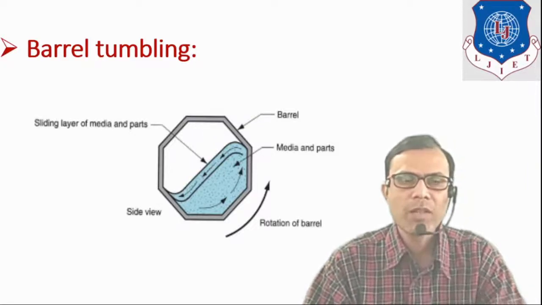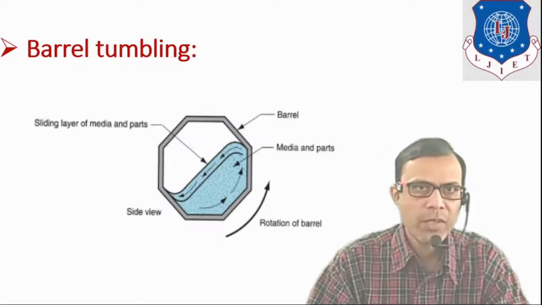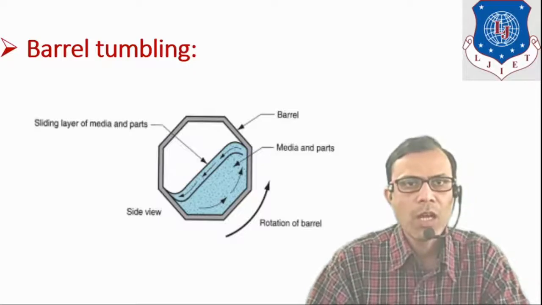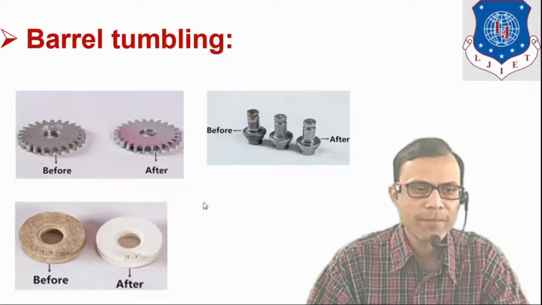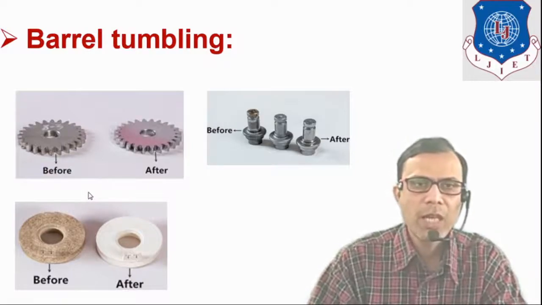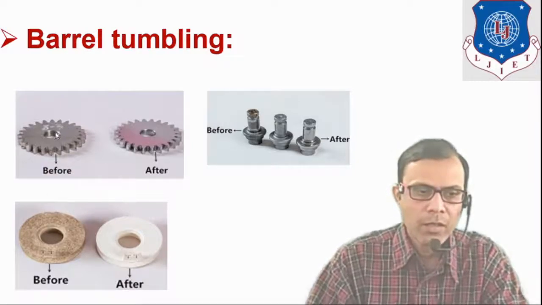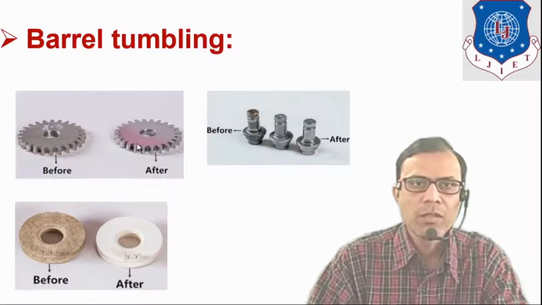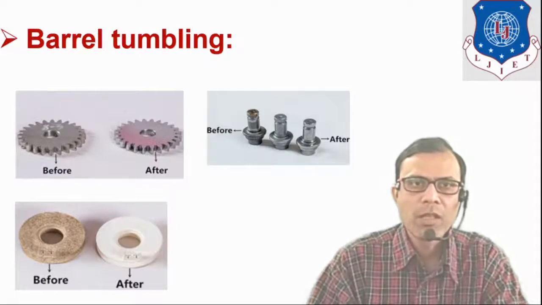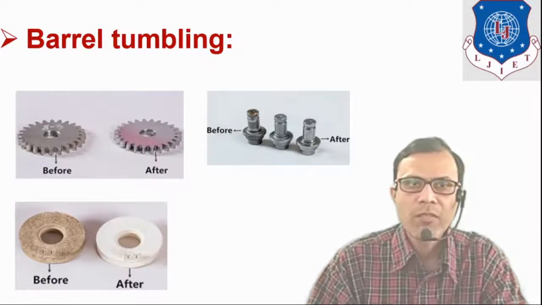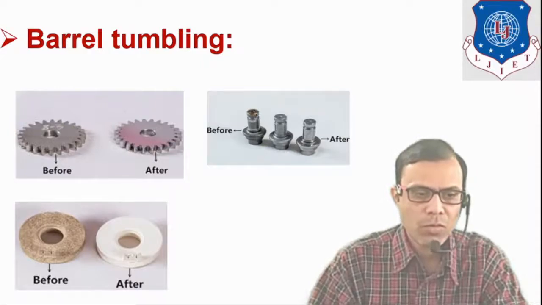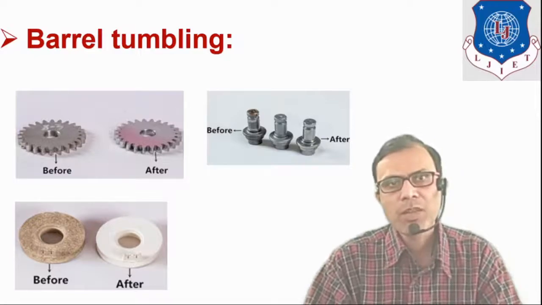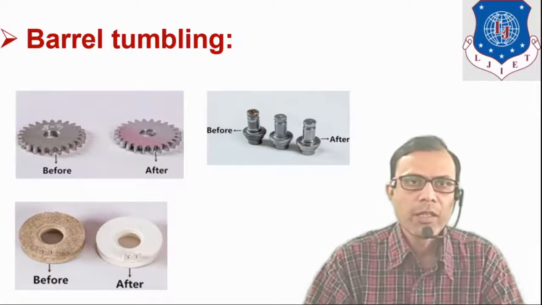Let's see some examples of a workpiece, how it looks before this process and how it looks after the completion of the process. Here we can see different types in this diagram, before and after the process, how the workpiece looks and what kind of surface finishing we can achieve. All these parts are generally small in size, and they are put together inside the tumbler.